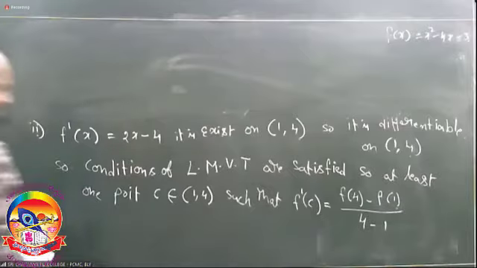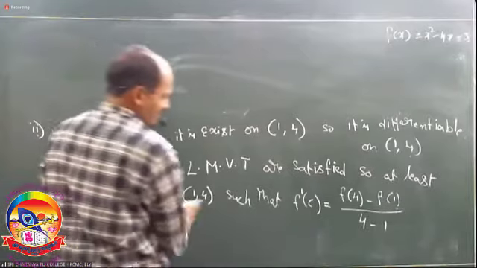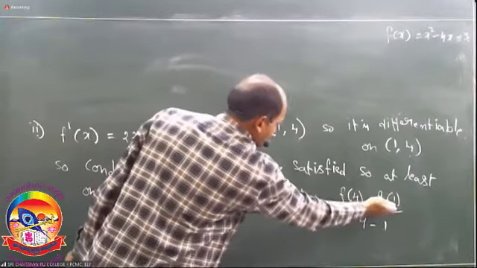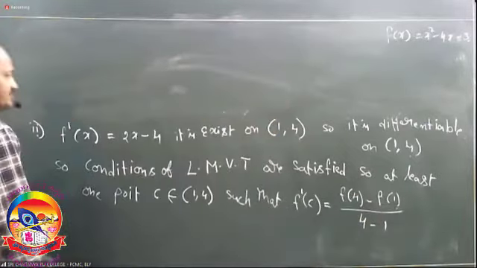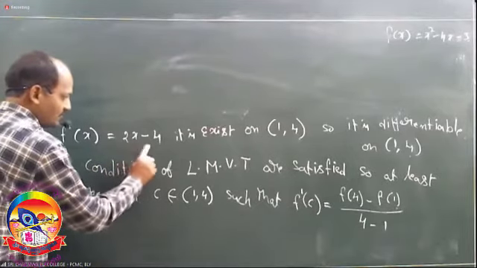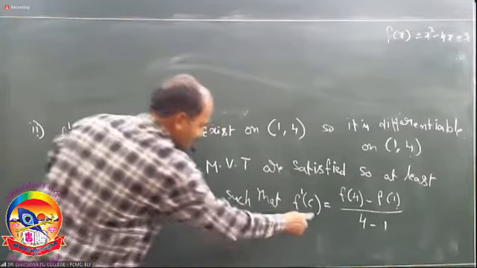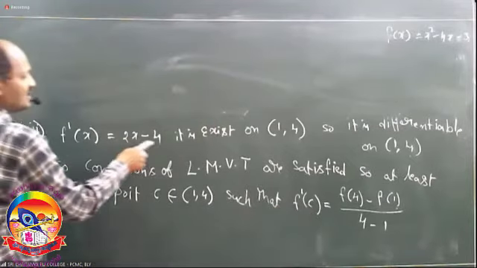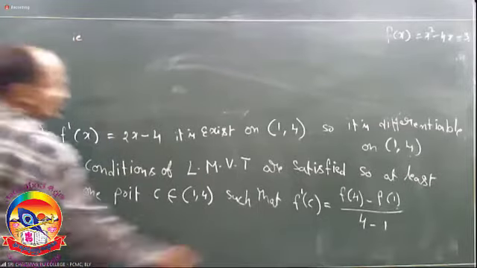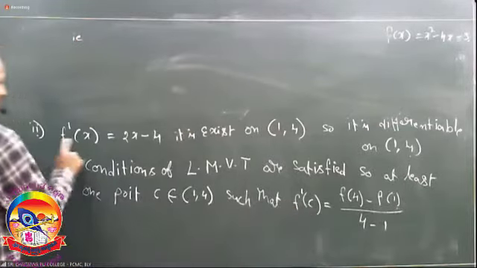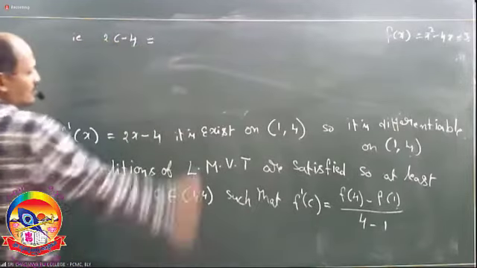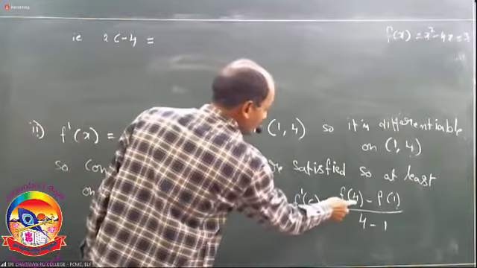There is at least one point c belonging to (1, 4) such that f dash of c equals f of 4 minus f of 1 divided by 4 minus 1. Already you know that f dash of x is equal to 2x minus 4. How to find f dash of c? It is 2c minus 4. So f dash of c, 2c minus 4, is equal to f of 4 minus f of 1 divided by 4 minus 1.